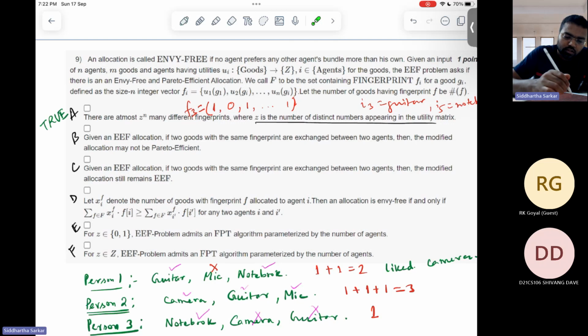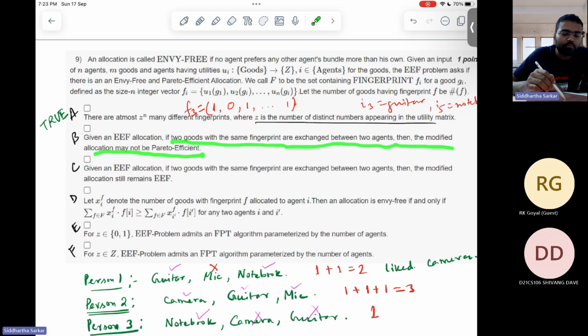The second one: given an EEF allocation, EF means envy-free, at the same time Pareto efficient, that means it cannot be dominated by another allocation. Given an EF allocation, if two goods with the same fingerprint are exchanged between two agents, then the modified allocation may not be Pareto efficient.